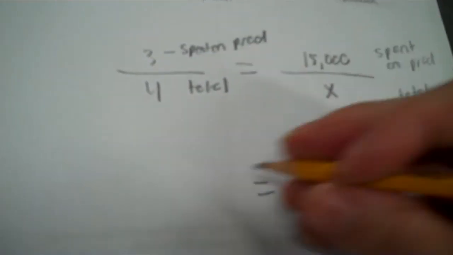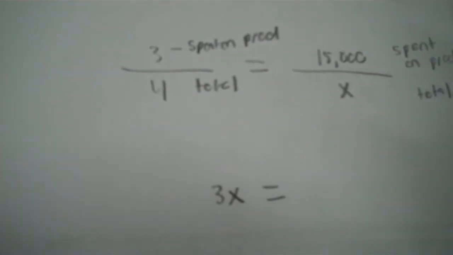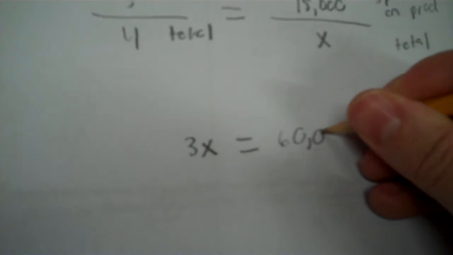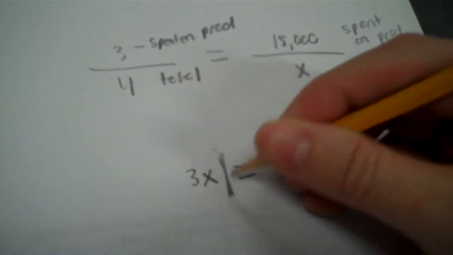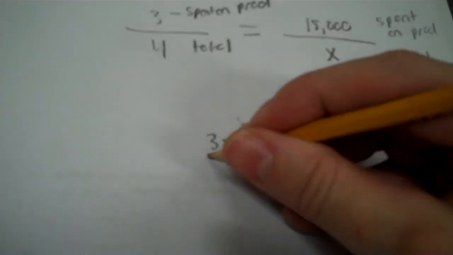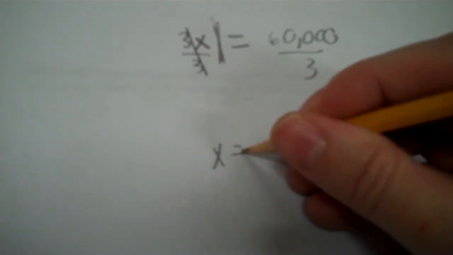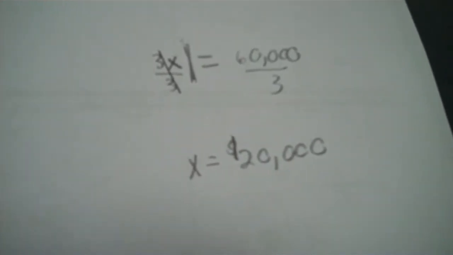Okay, so 3 times X is written as 3X, and then 4 times 15,000 is 60. This times this is 60,000. And then you got times 3, so we divide by 3. That's 20,000. So the company has $20,000.